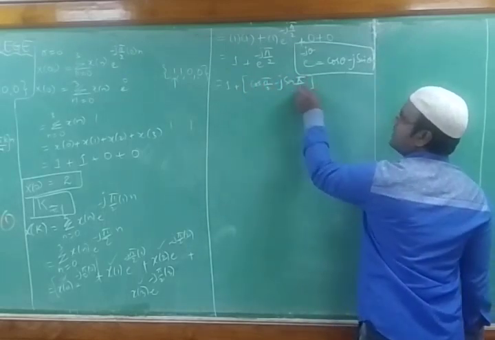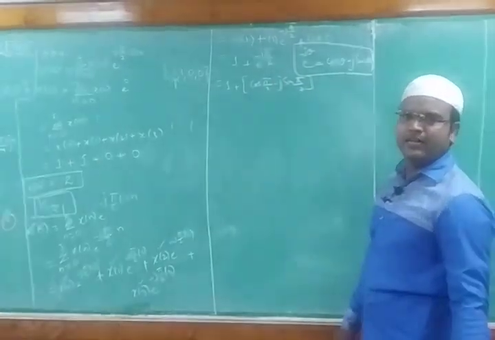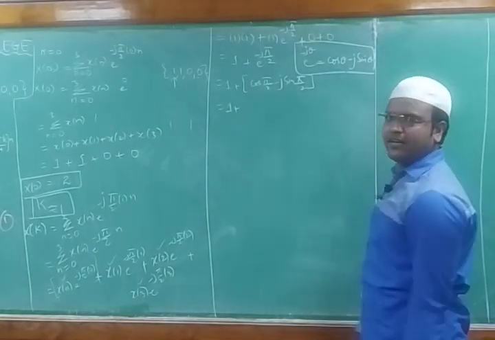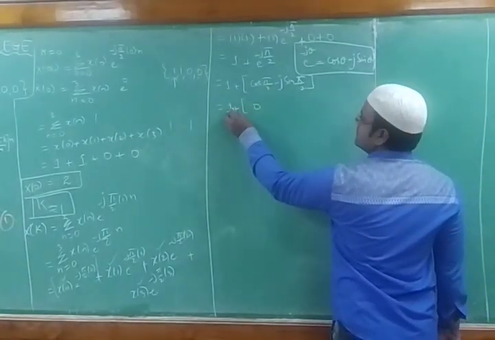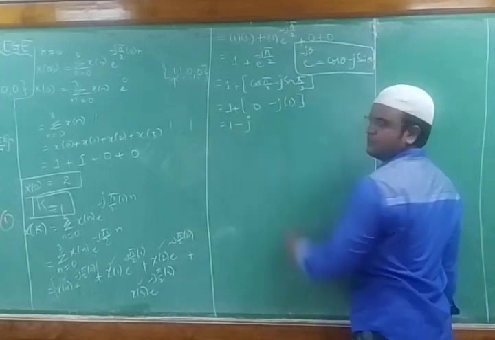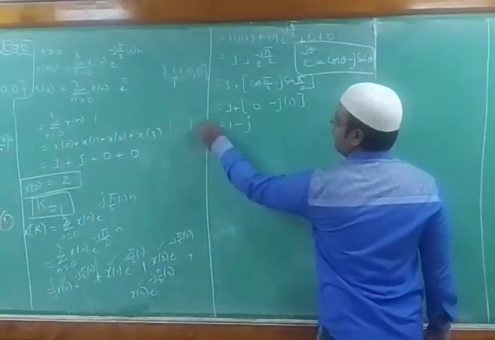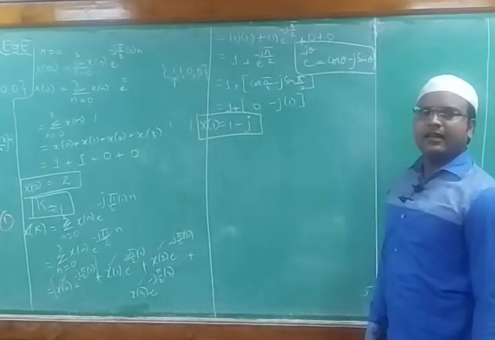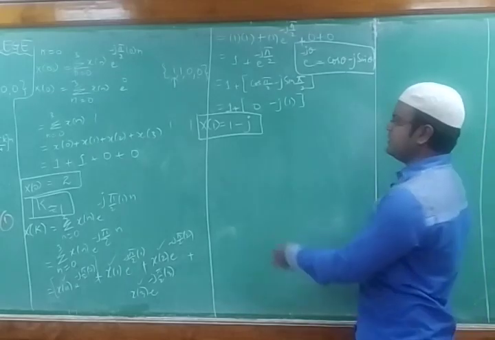Or else you can directly keep this value in your calculator. You will get the answer. So 1 plus cos 90 degrees. Cos 90 degrees is what? 0. Sin 90 degrees is what? 1. So I will get 1 minus j. That is my x of 1. So I found the value of x of 1. Next, I need to find out the next case. What is the next case?